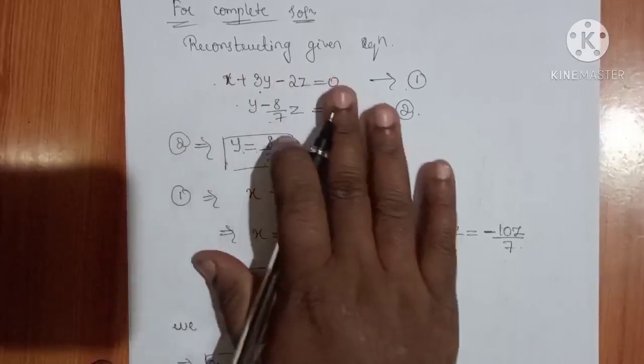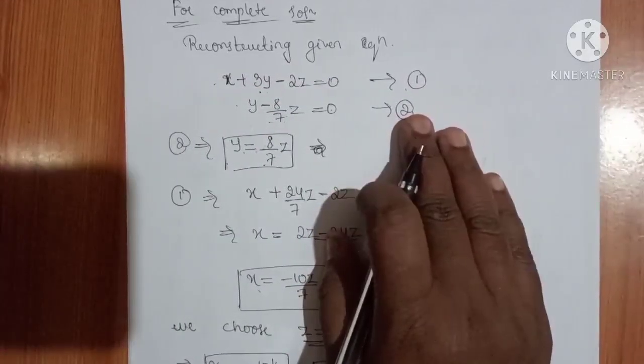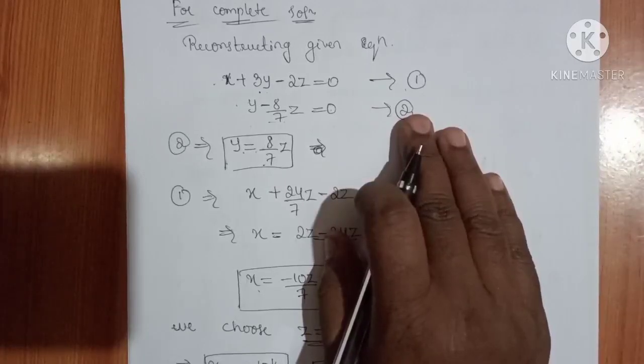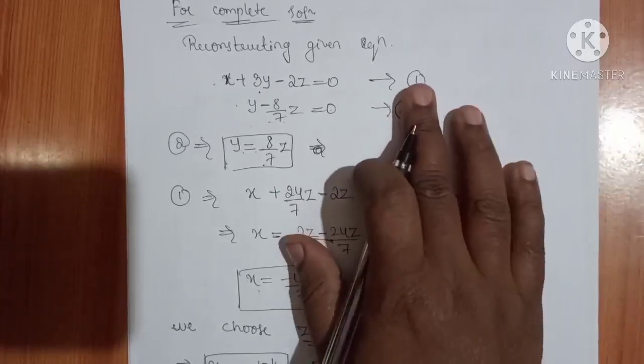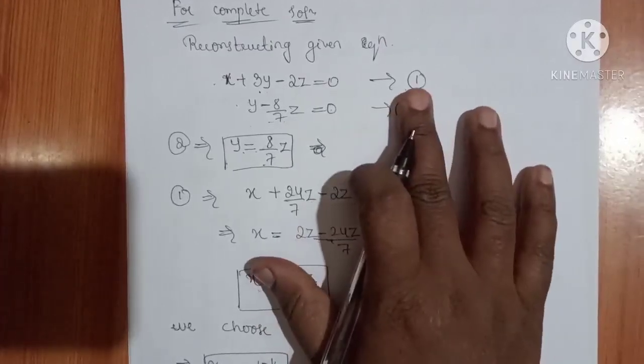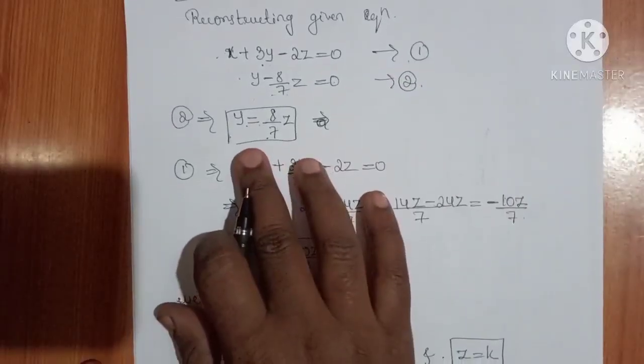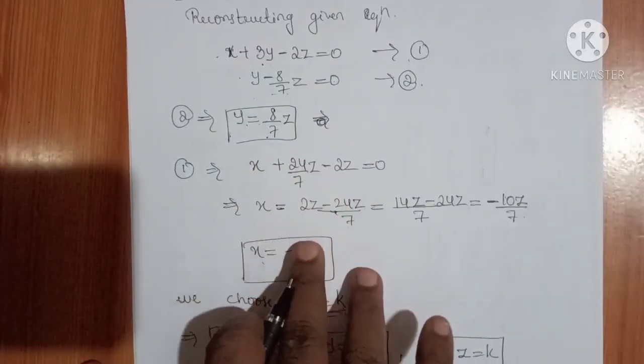That is, reconstructing the equations, we get either 2 or 3. It depends on the rank of the matrix. If rank is equal to 2, we get 2 equations. If rank is equal to 3, we get 3 equations. Like this, by using these equations, we can solve the given system of equations.